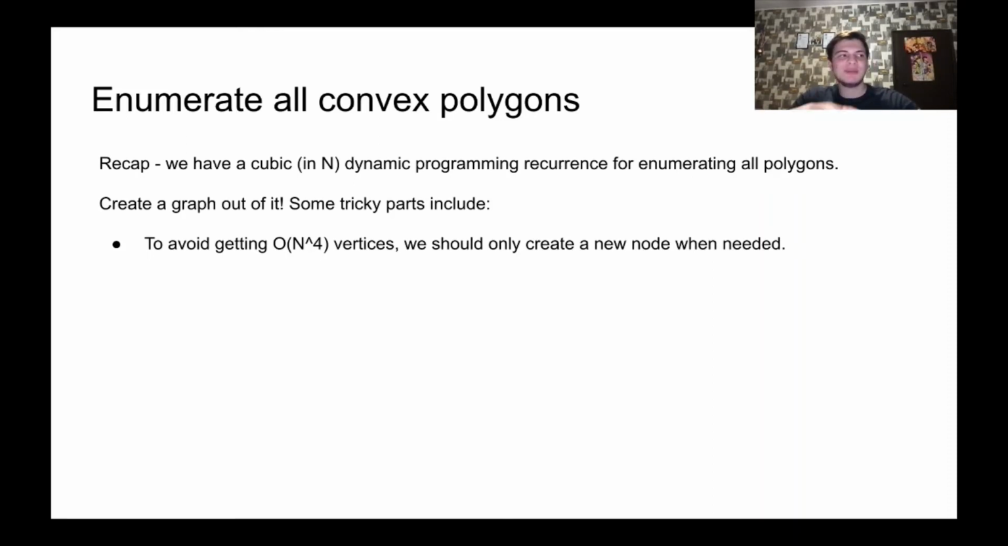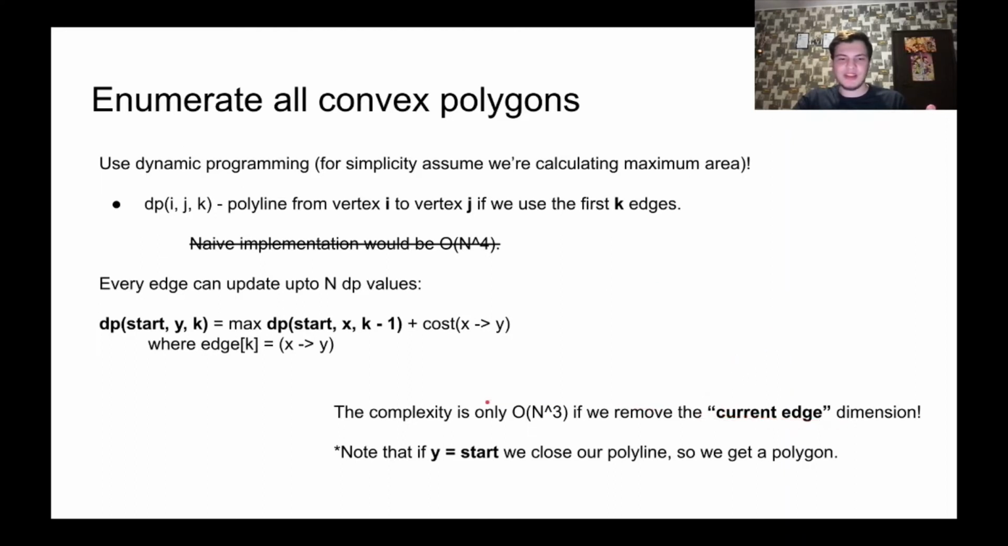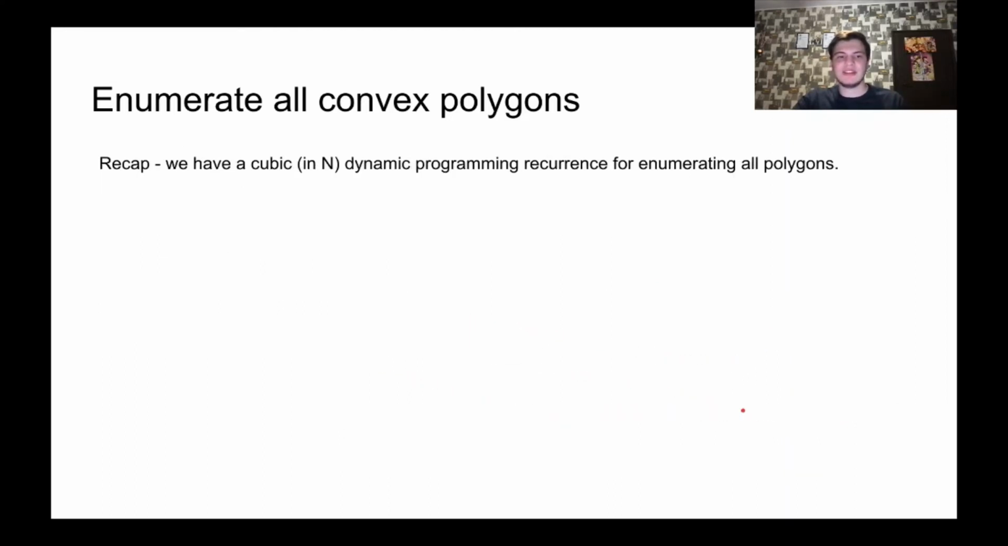Basically, if we need to update some node, say we want to update some DP value for 2 cells, we just create a new node. And because the number of edges can be quite large, we in a way use compressed vertices to just kill the small edges. It's basically just converting the previous cubic solution, where we remove the current edge dimension here, to a graph. It's not that hard.